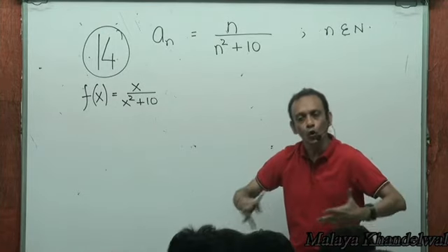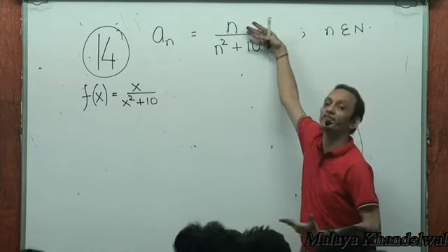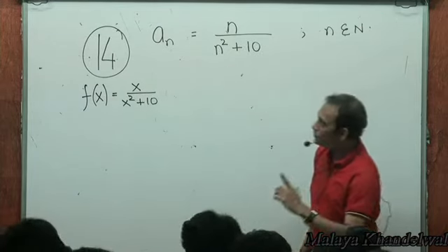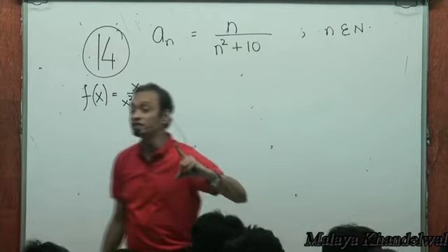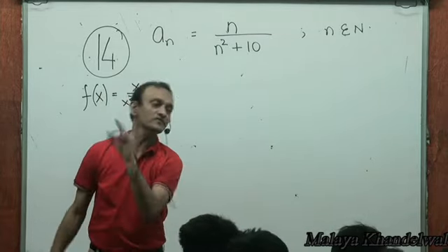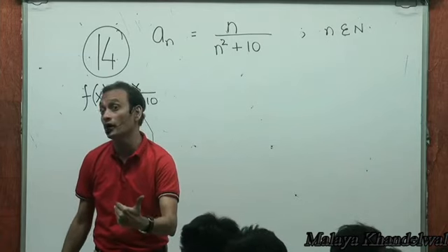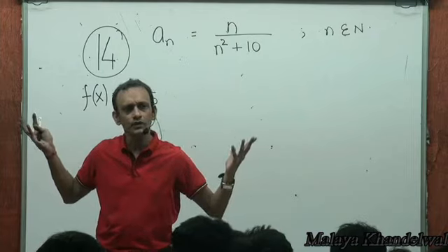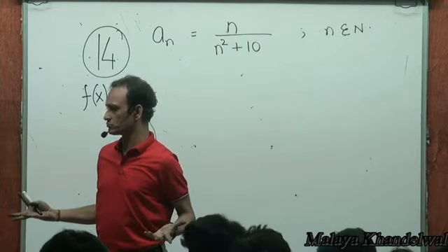X can assume all real values. In this case, n will assume only natural number values, right? Now what I do is, I find the greatest value of fx. I find out the greatest value of fx. Now that may not occur for x to be a natural number, but does not matter. That will help me investigate the function, right?